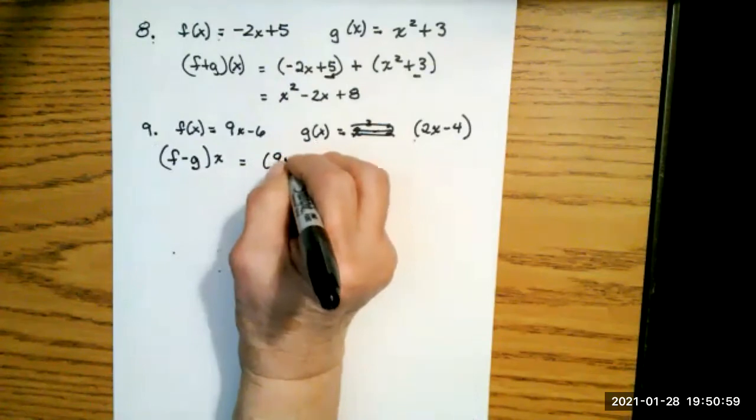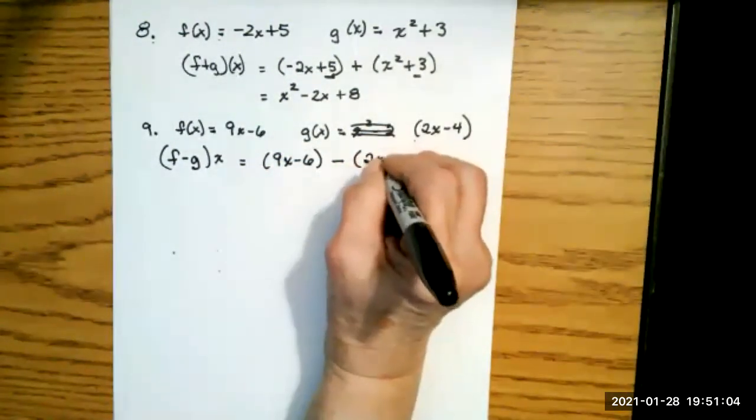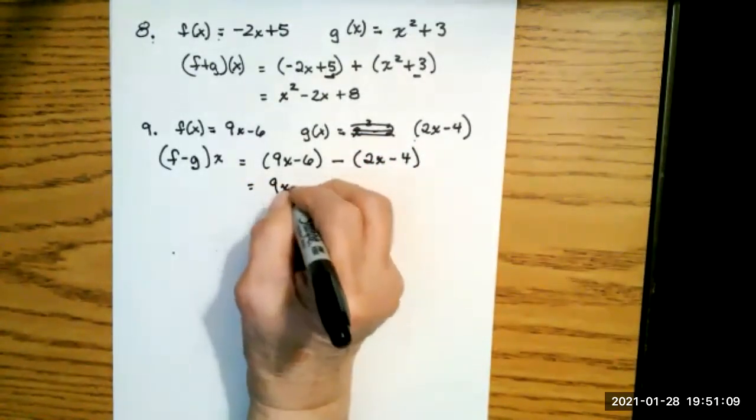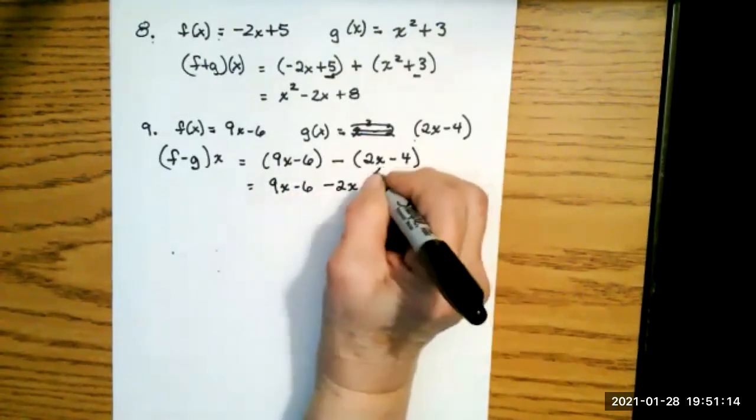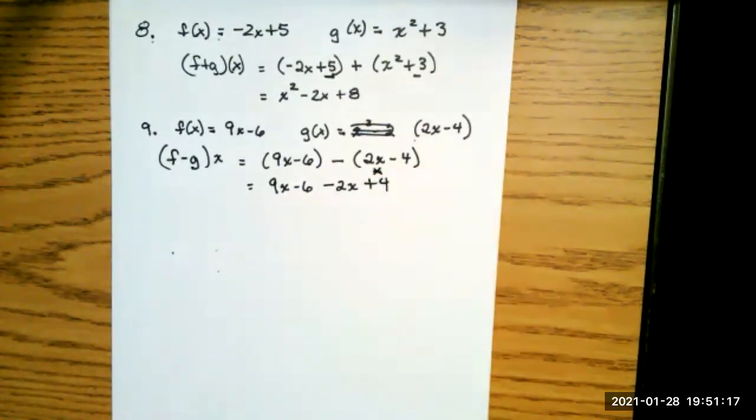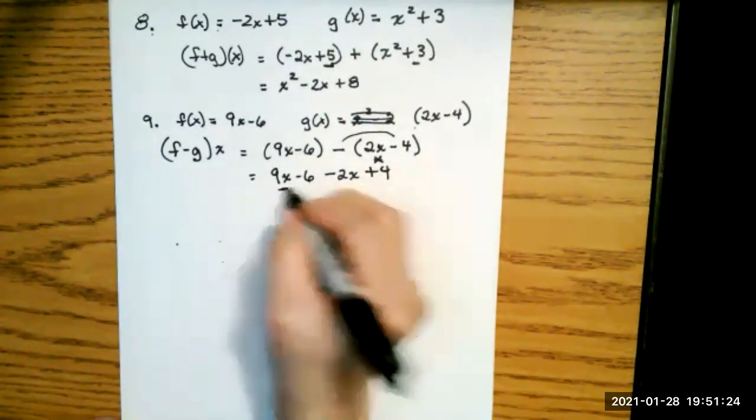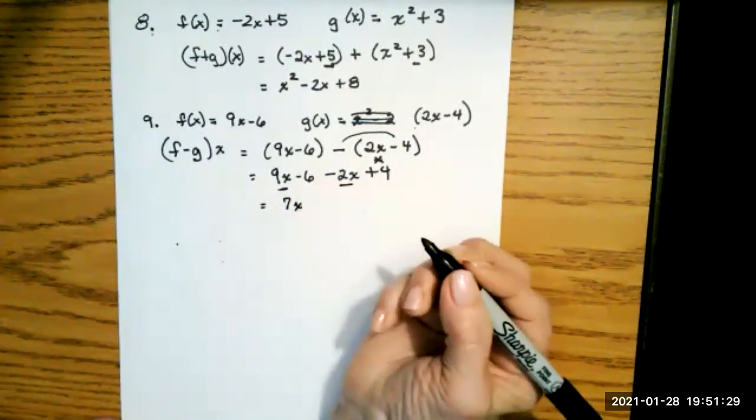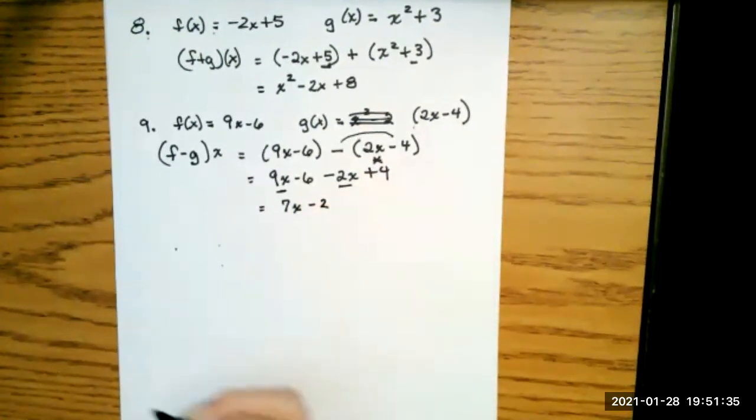So be careful when you're doing the minuses because it's going to change the signs on the second function. So you'll have 9x minus 6 is your f, minus g is 2x minus 4. And so now I have 9x minus 6 minus 2x plus 4. That right there will be the mistake. If you make a mistake, you'll forget to distribute that negative times that negative. So be careful there. Now there's some things we can combine. 9x minus 2x is 7x. And a negative 6 and a positive 4 would be a negative 2.